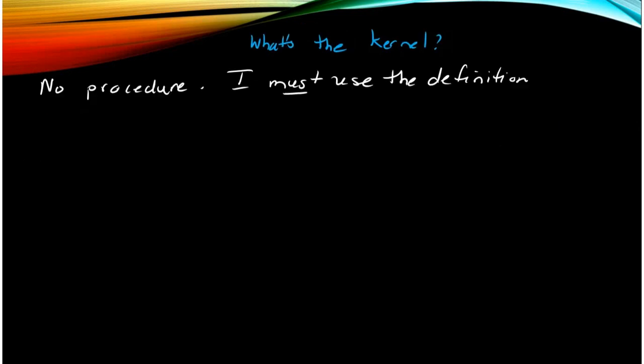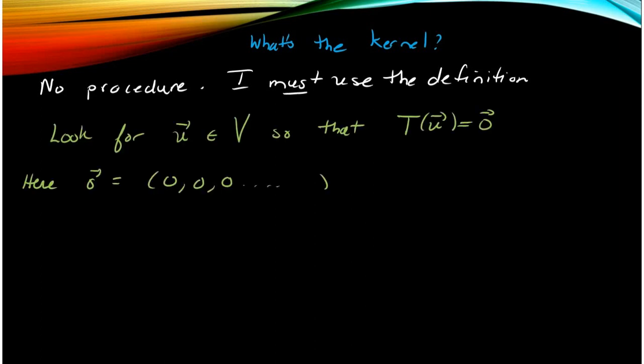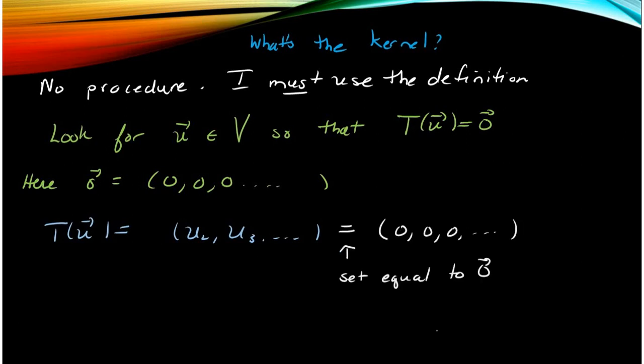So what's the kernel? There's no procedure. There's no augmented matrix. There's no row reduction. I must use the definition. So going to the definition, I'm looking for the set of u that belongs to the vector space so that T(u) equals 0. Here, as I said before, the zero vector is the zero sequence with all components 0. T(u), by definition, shifts everything to the left, so I get u2, u3, and so on, with u1 missing. I set that equal to the zero vector, and I solve component by component.